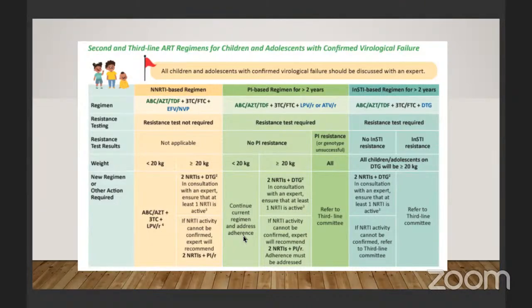So with the PI-based regimen, for more than 2 years, the regimen is abacavir or AZT or TDF, and then you either add 3TC or FTC, and then you also either add lopinavir, ritonavir, or ATV/ritonavir. A resistance test is required for both the PI-based regimen and the INSTI-based regimen. And then if there's PI resistance, you'd have to refer the patient to a third line committee, and then if there's INSTI regimen resistance, then you'd refer also to a third line committee.